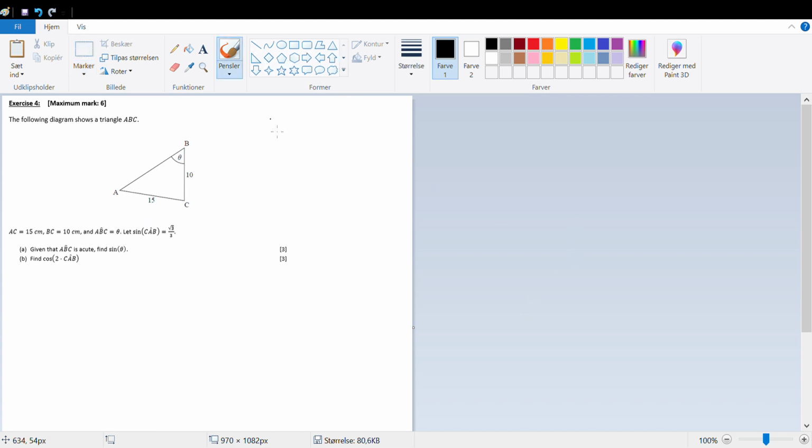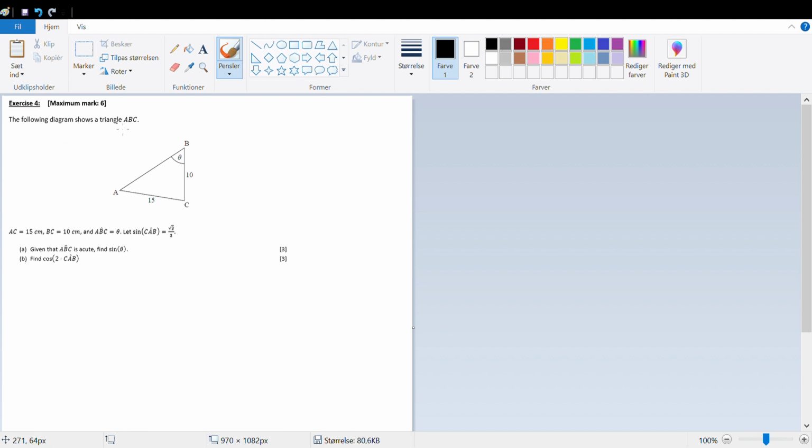Okay, let's take another one. This one is a trigonometry question. It's not necessarily the easiest of questions to do, but I'm going to try my best to walk it through. So let's start with the information here.